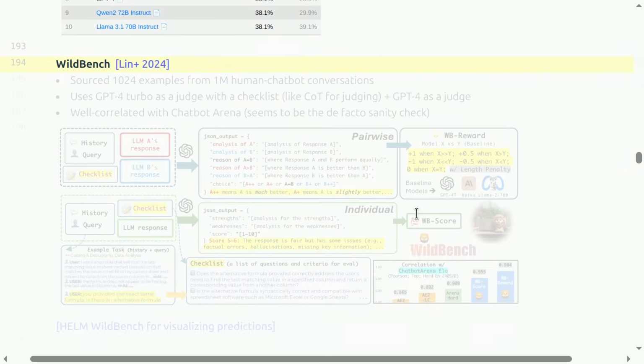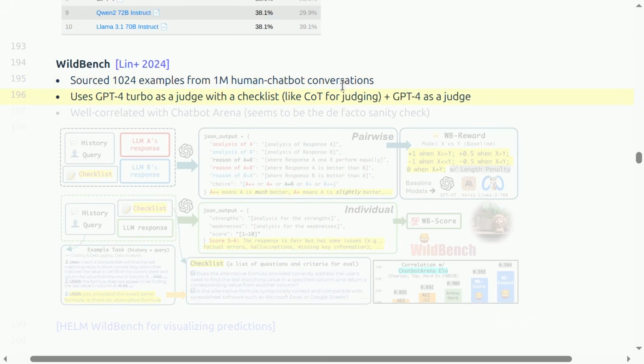Okay, so there's another benchmark I'll talk about, which is WildBench, and this one sourced a bunch of examples from human chatbot conversations. Like Chatbot Arena, they also put up a free service where people could chat with this bot, and they collected the queries, and then like AlpacaEval, they used an LM as a judge to evaluate a model.